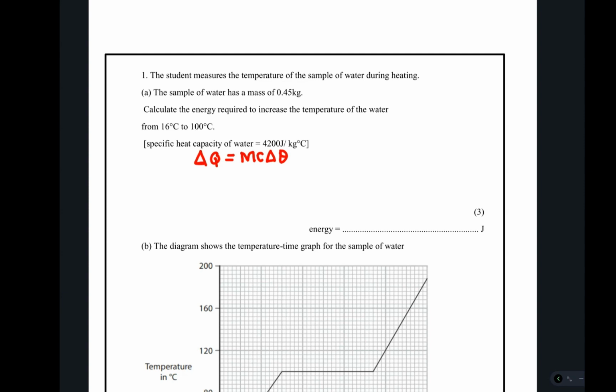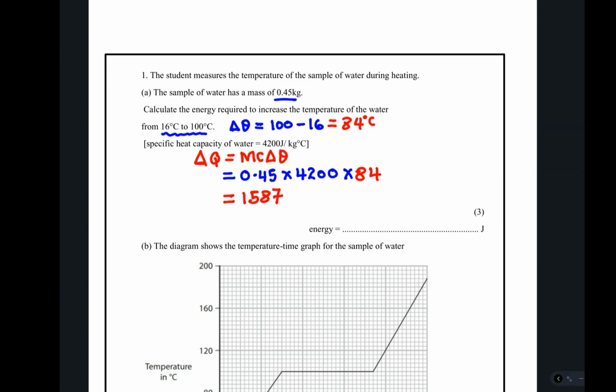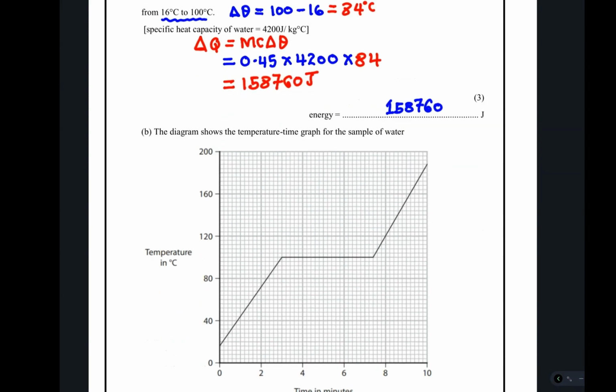And this change in temperature, change in theta, is the final temperature, 100 degrees Celsius, minus 16 degrees Celsius. So our mass is given, specific heat capacity is given, so we need to work out the change in temperature. In this case our change in temperature is 84 degrees Celsius. Having obtained that, we can put it in our calculator to get our answer, and then write it down here.